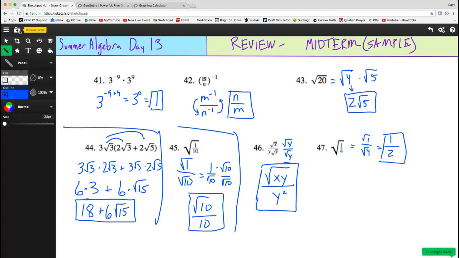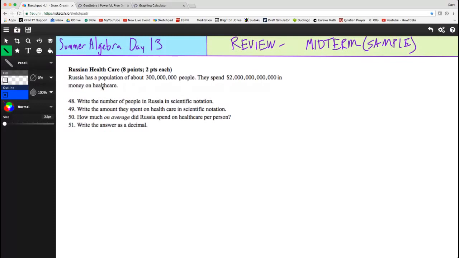Moving right along. Healthcare. Write the number of people in Russia in scientific notation. Well, that's 300,000,000. So we have to figure out how many times we have to move our decimal. 1, 2, 3, 4, 5, 6, 7, 8. So that's 3 × 10⁸ people.